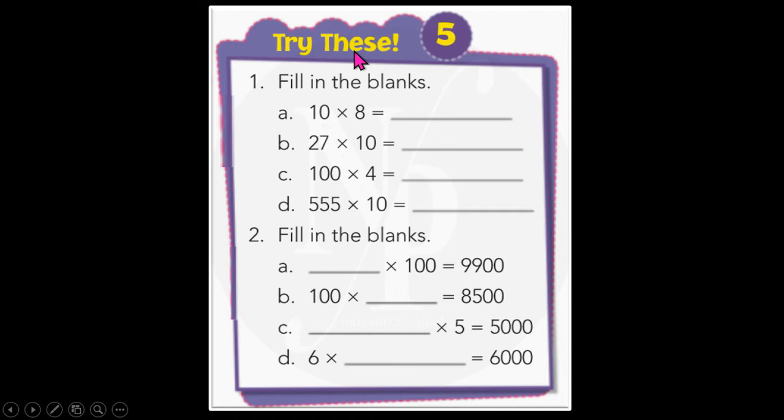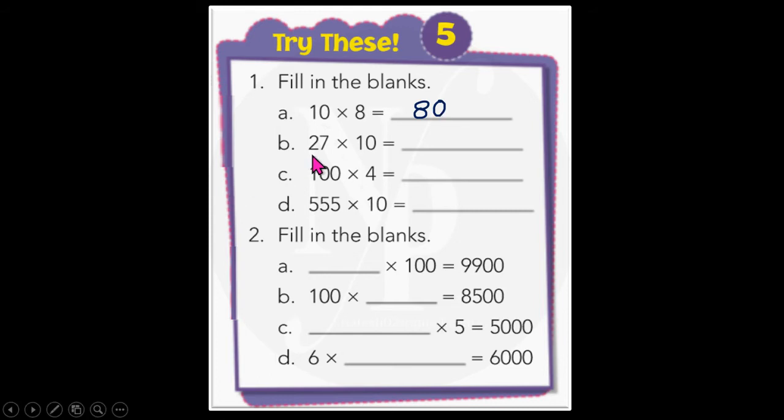Let us try these. Try these number 5. Question number 1. Fill in the blanks. A. 10 into 8. So how do we get the product? Since we are multiplying 8 by 10, first we will write down 8 and we put 1 0. 80 is the product. That is 10 into 8 is equal to 80.